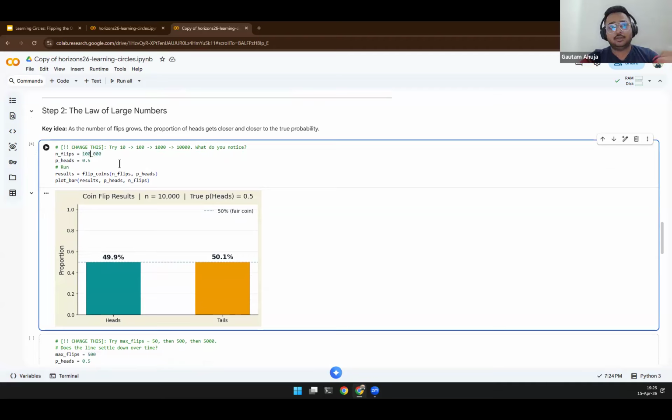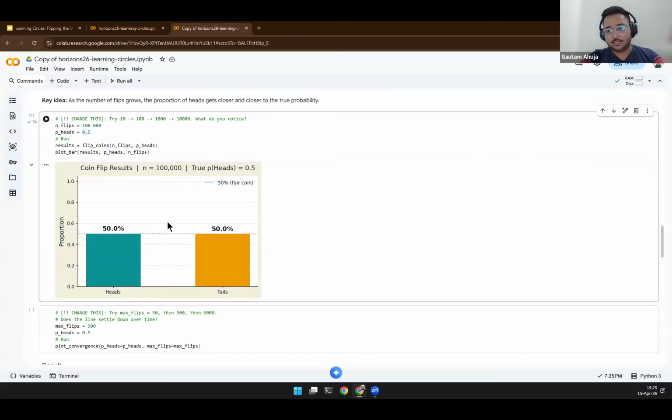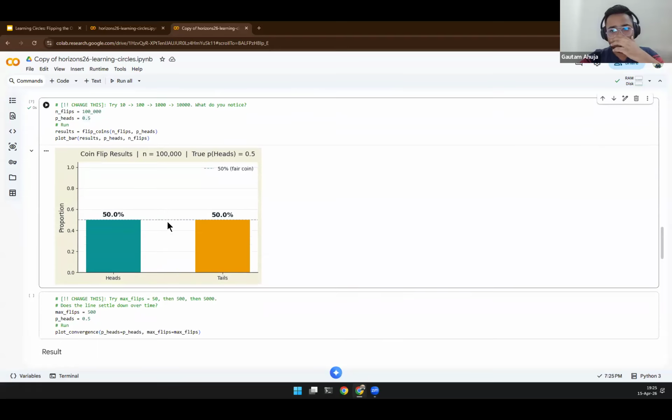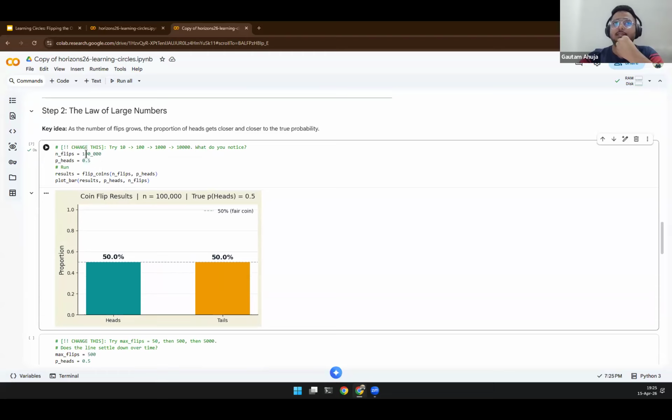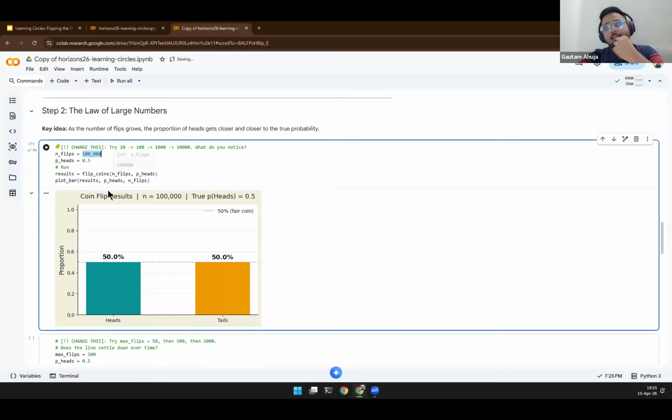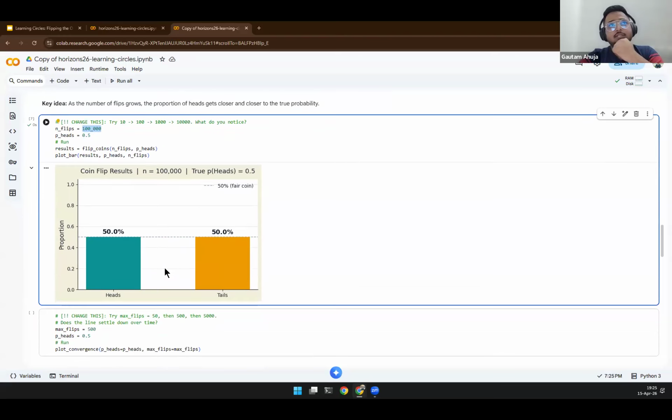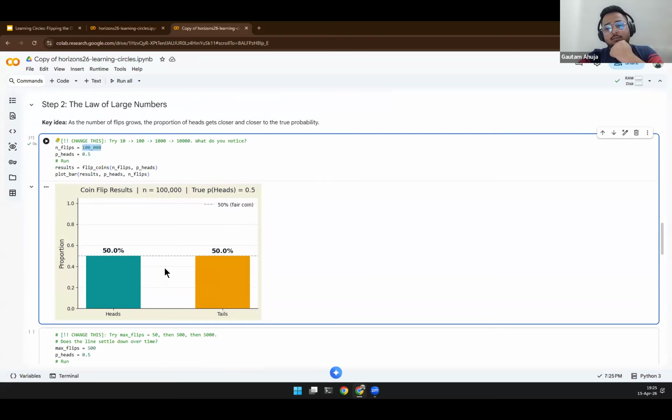We are flipping a coin 100,000 times, a fair coin that has a probability of heads 0.5. And if we do this, we can see that we have reached a 50-50 split that we guessed initially. So as we increase the number of trials, we see that we are getting closer to the true probability. So this is essentially the idea behind the law of large numbers.